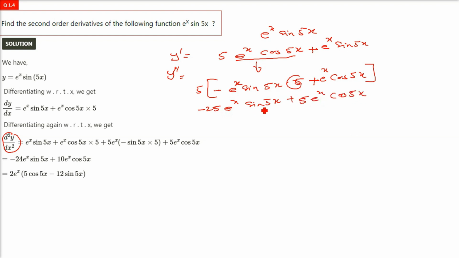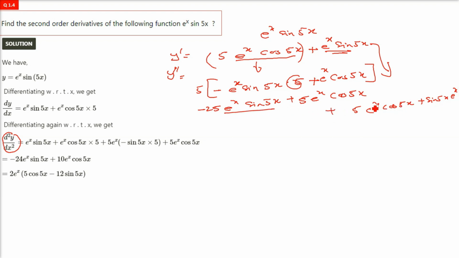Alright. Now this is for this one only. This is the first part. Now we'll do the second part. So e raise x sin 5x. The derivative of sin 5x is cos 5x. 5 will come outside because the differentiation of 5x is 5 only. Then we'll not differentiate the sin 5x, we'll only differentiate the e raise x. So e raise x will be e raise x only. Now just add them because it is addition only.